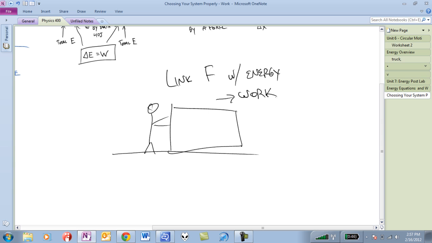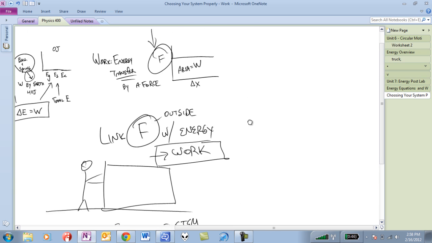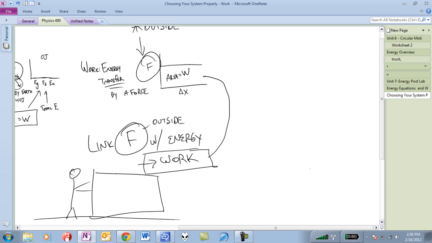And the easiest way to break down a problem like this is you want to be a smart system selector. So a smart system selector will be able to choose the correct system so that this force right here will be on the outside. And in order to do that, there's a very easy way to say then how much work is. Then of course we can take that work and we can say the work is going to be the area of that F versus delta X graph.